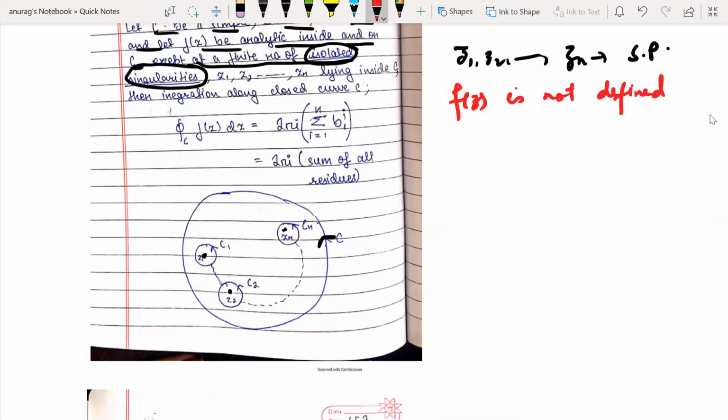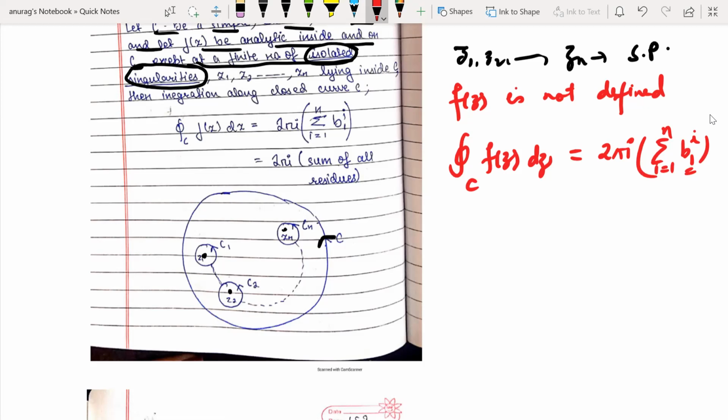If f(z) is defined everywhere, then the line integral of f(z) dz is always zero according to Cauchy integral theorem. But if it is not defined at some point, if it has some type of singularity, then this integration is equal to 2 pi i times the sum of all residues b_i, from i equal to 1 to n. Here b_i represents the residue corresponding to the first singular point, second singular point, and nth singular point. Or you can write it as 2 pi i times the sum of all residues. Residues we always calculate for a singular point.